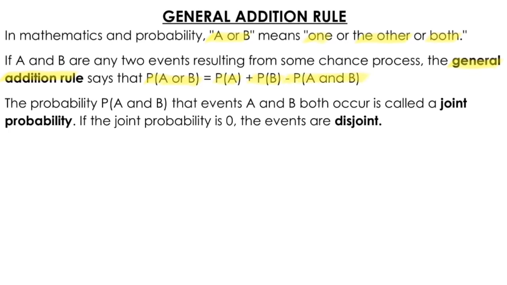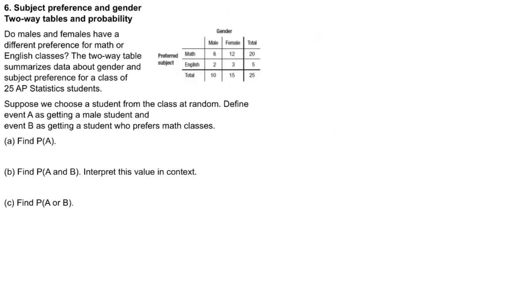The probability of A and B, that events A and B both occur at the same time, is called a joint probability, which you might have heard from a frequency table if you heard the term joint relative frequency before. This is essentially the same idea, it's just probability, so you're going to be seeing more percentages. If the joint probability is equal to 0, then the events are considered disjoint, mutually exclusive. They have no intersection. Let's take a look at another example.